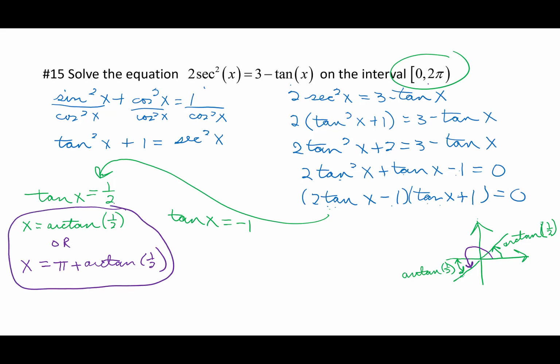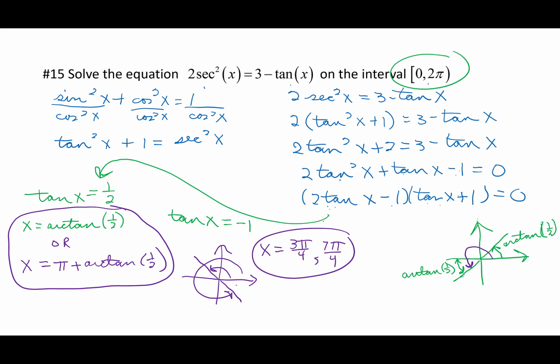But let's go to our other equation we have here. Where is the tangent equal to -1? The tangent is negative in quadrants 2 and 4. And the tangent is equal to -1 in quadrant 2, where we would have a reference angle of pi over 4. So we'd have x equals 3 pi over 4. Or in quadrant 4, we would again have a reference angle of pi over 4. So that would give us an angle of 7 pi over 4.